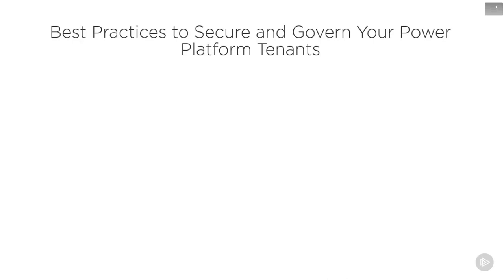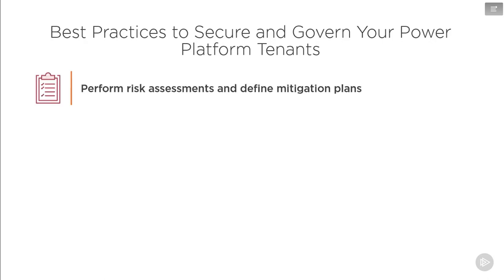Now that we discussed the security and governance of our Power Platform tenants, I want to share with you some of the best practices to ensure a secure tenant and make it easier to govern your tenants. The first best practice is to identify the risks in your organization, perform risk assessments, and define proper mitigation plans to ensure you can act in case any of those risks occur. Also, be sure to create proper communication plans to ensure that communication works in your organization and everyone is aligned in terms of the controls implemented to ensure the security of your data and apps.